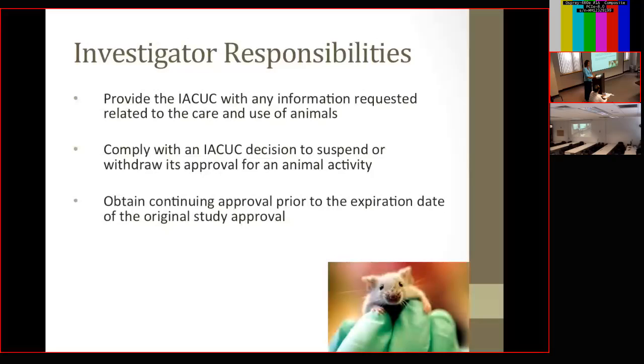The IACUC office sends out a 120-day notice, and then a 90-day, 60-day, and 30-day notice. So they give lots of heads up that your protocol is about to expire, and I would give at least a month for the IACUC to be able to review, because they may request changes to be made to the new protocol, and you need to factor in the time it's going to take to do that.